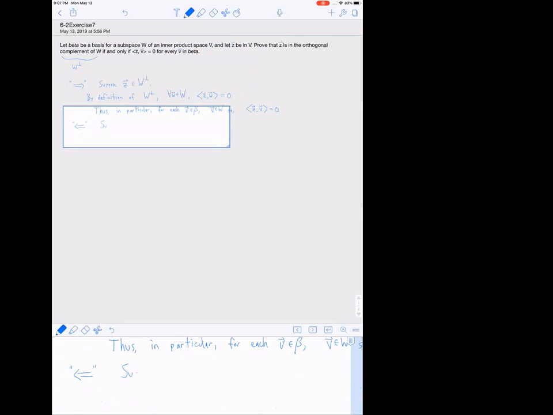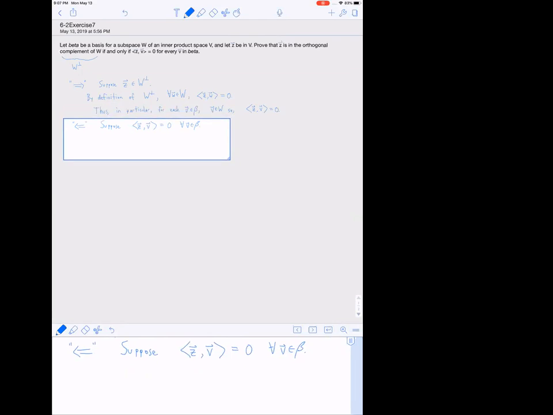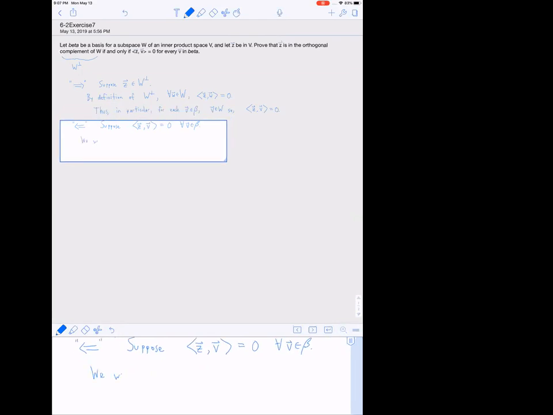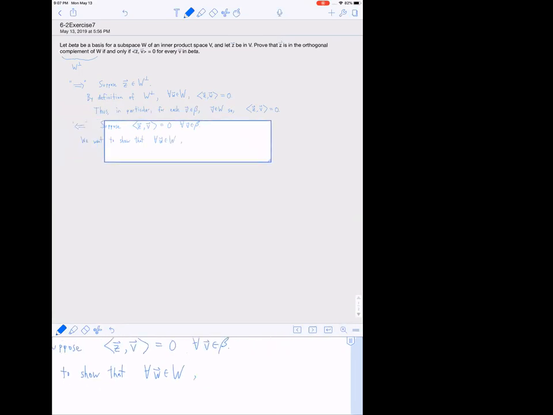So suppose that Z inner product with V is equal to 0 for all the vectors V in beta. Then we want to show that for any vector W in the subspace W, the inner product of Z with that W is equal to 0. So how do we do that?